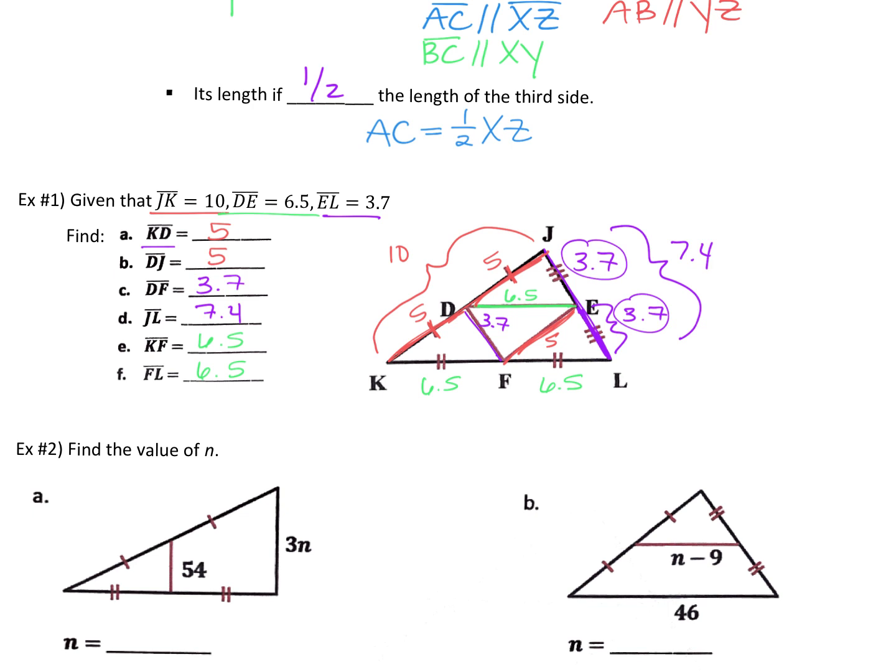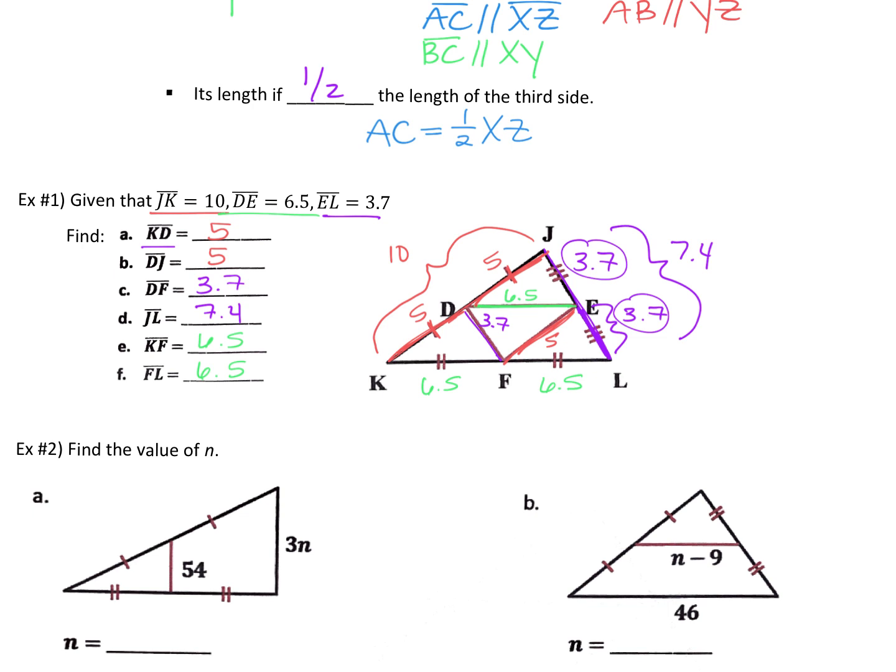So are they all just mini triangles? You do have a bunch of mini triangles that are all the same size. Pretty cool, huh? Yeah, 4 congruent triangles right there.